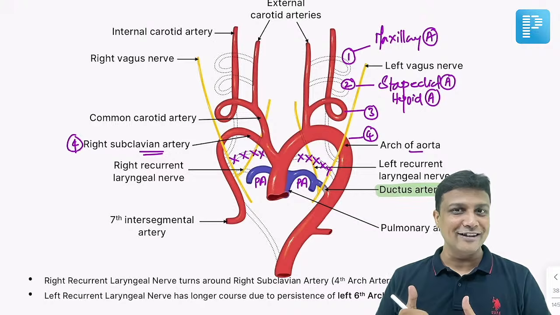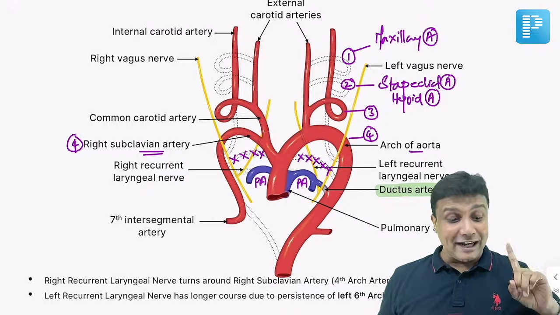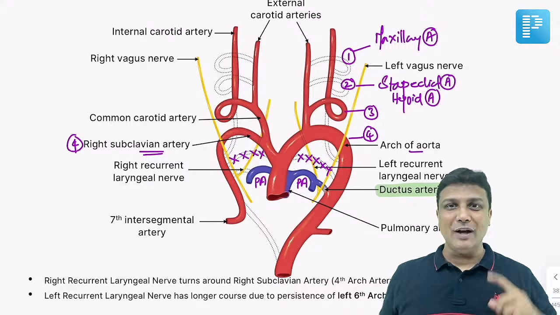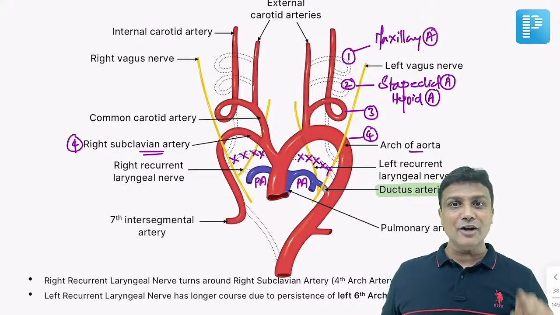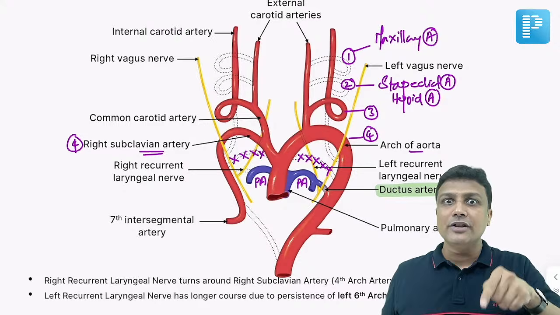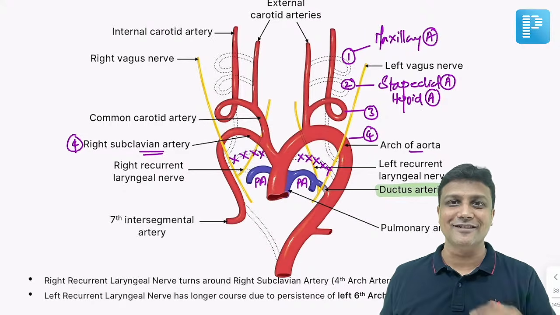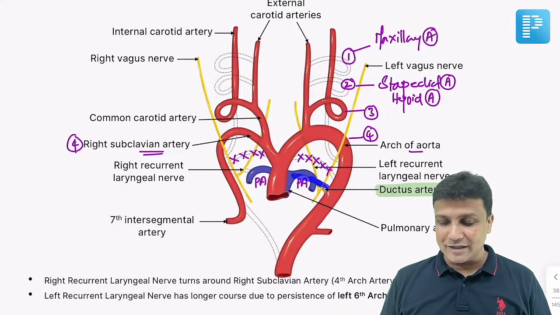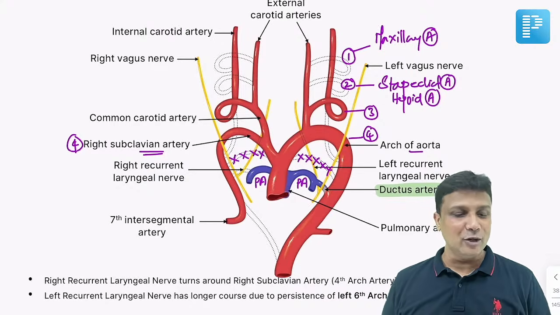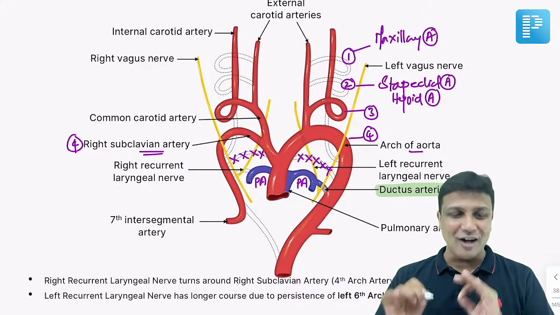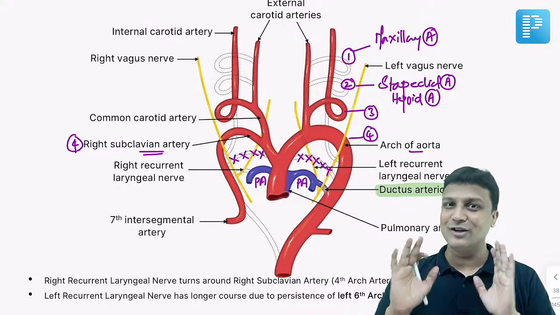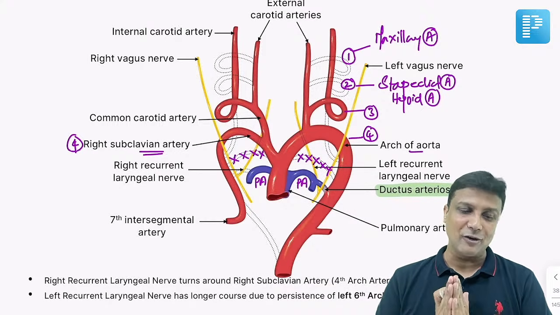I hope you're understanding this very well. In exams previously they used to ask that the left one is longer because of the arch of aorta, but nowadays they're asking because of which arch artery, an embryology question. So remember, it is longer due to the left sixth arch artery. I hope the concept is crystal clear, and you will not make any mistake now.